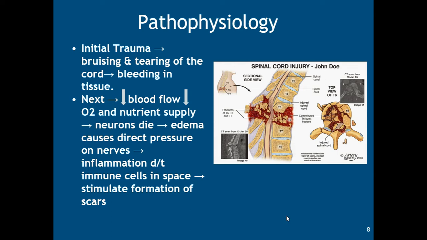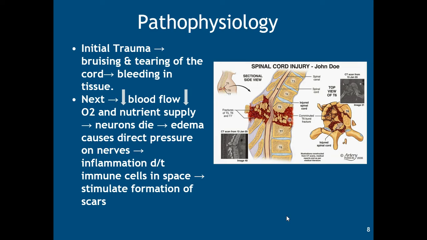So the pathophysiology, you can kind of see in this image here, different types of causes of spinal cord injuries and what happens to our body. So we have this initial trauma episode and we have an injury that occurs. This trauma causes bruising, bleeding, edema, and tearing of the spinal cord. What this does is it creates decreased blood flow, decreased oxygen, and decreased nutrient supply, causing these neurons to die. Now, edema causes direct pressure on the nerves. You think about all that swelling from the edema. You also have inflammation due to immune cells in this space, stimulating formation of scars.